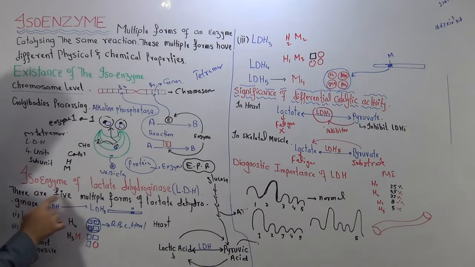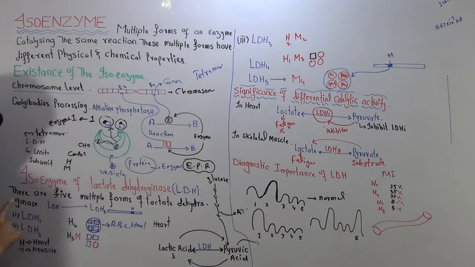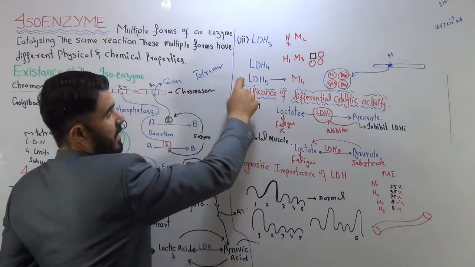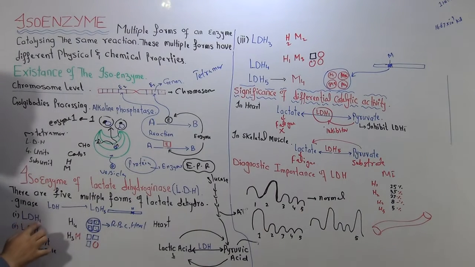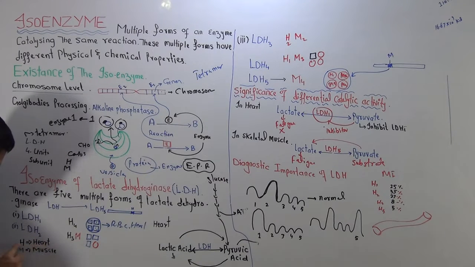If you see here, there are 5 multiple forms of lactate dehydrogenase. This was just the structure of one lactate dehydrogenase. Now, LDH1 is the first isozyme, LDH2 is the second isozyme, LDH3, LDH4, LDH5. First come to LDH1. LDH1 can be written as H4 only. H4 means there are 4 units, and H means that this enzyme is predominantly present in the heart. However, a little bit is also present in the red blood cell, but predominantly it is present in the heart. H for heart, so we write it H4.